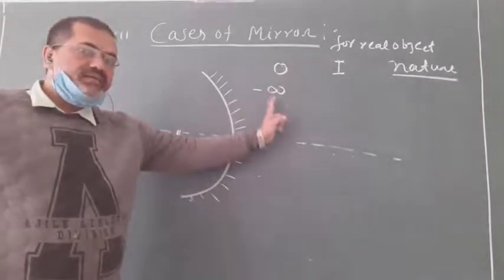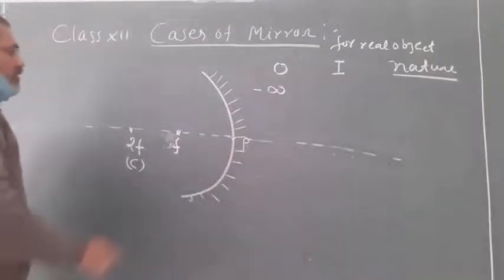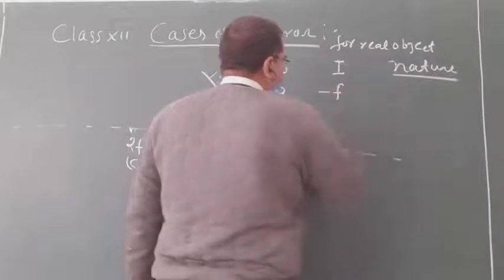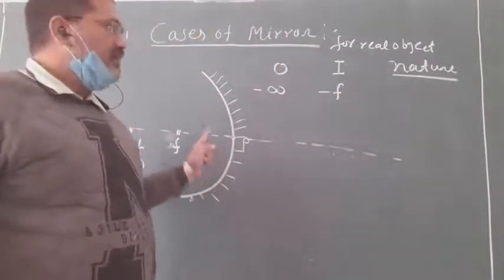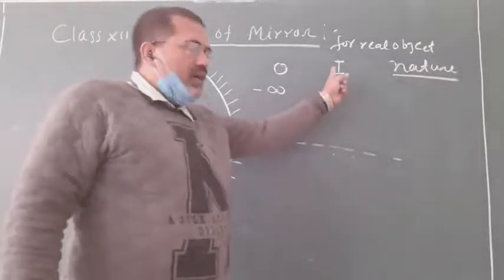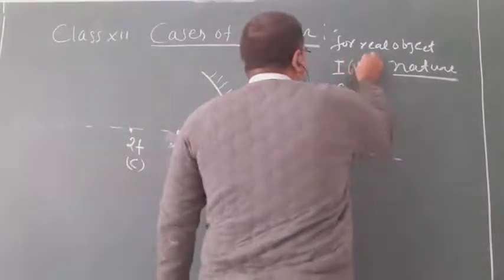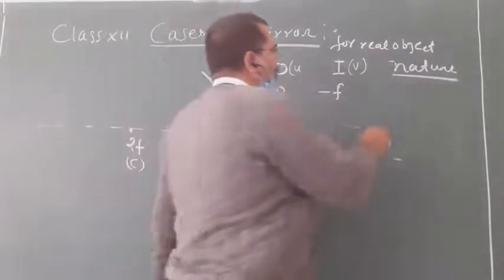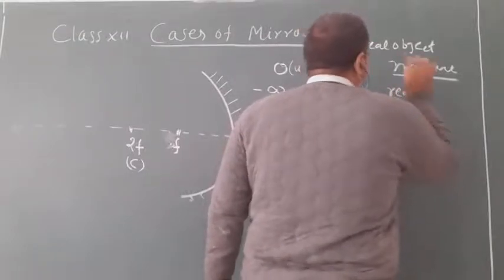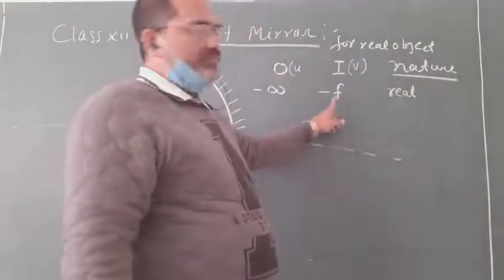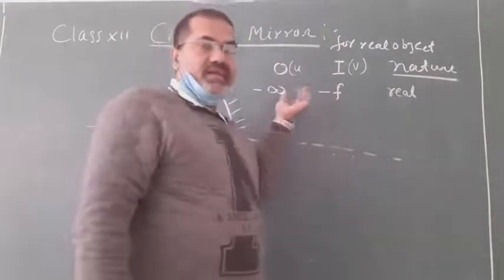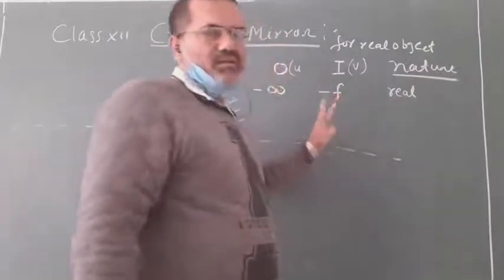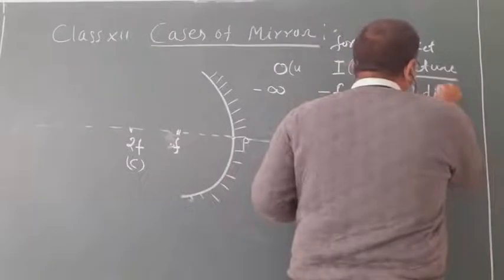If object is at minus infinity, then image will form at focus, that is minus f, because the focal length of the concave mirror is negative. I means V, O means U. As V is negative, it means a real image. And infinity is very large as compared to focus, so image is very small, that is diminished image.